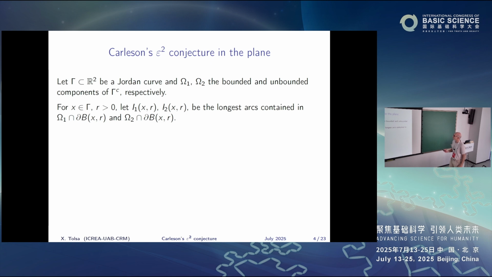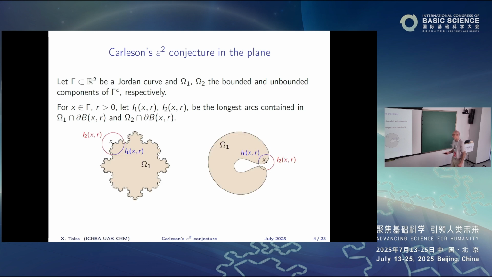Let's talk now about Carleson's epsilon square conjecture in the plane. In this case, omega will be a Jordan domain. So we consider a Jordan curve gamma, and omega 1 and omega 2 are the bounded and unbounded components of the complement of the curve. And then we consider a point x in the curve and some radius r, and we denote by I1 and I2 the longest arcs contained in omega 1 intersected with this circumference and omega 2 intersected with this circumference.